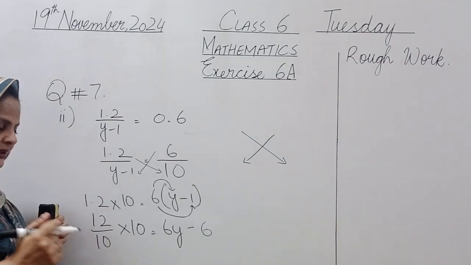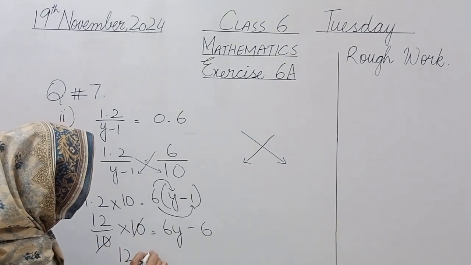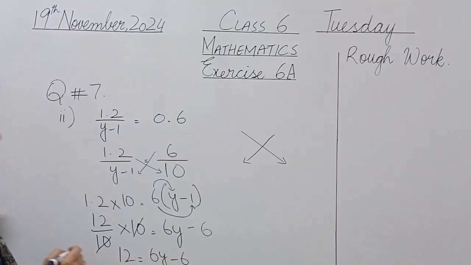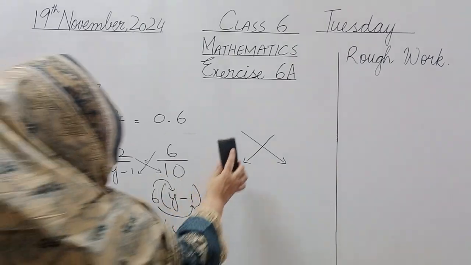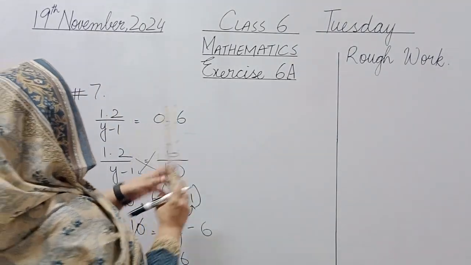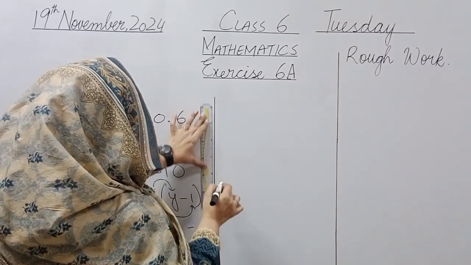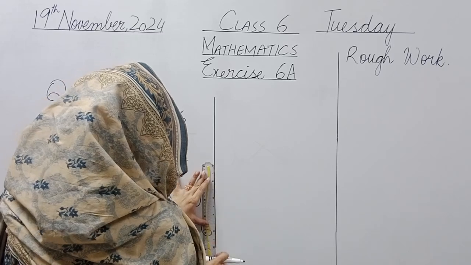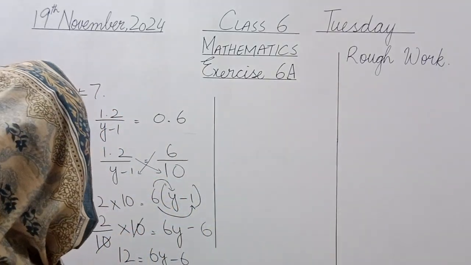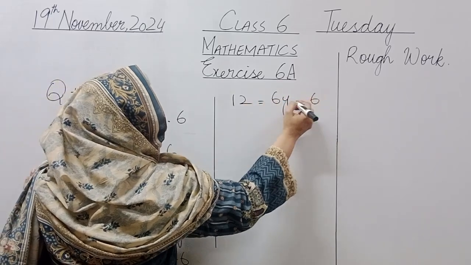Will they cancel each other? Exactly. They'll cancel each other, and see how easier it has become now. 12 is equal to 6y minus 6. Now let me draw a line to make a separator in between the solution. See, it is 12 is equal to 6y minus 6.